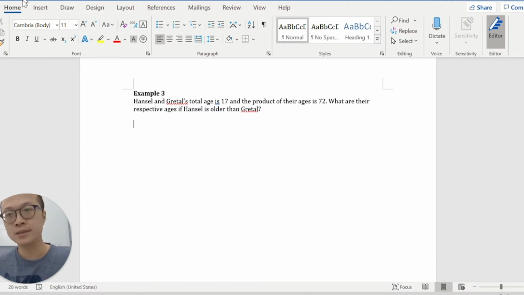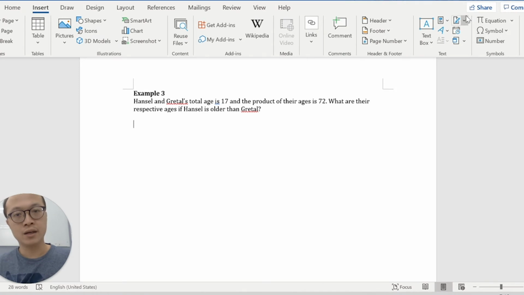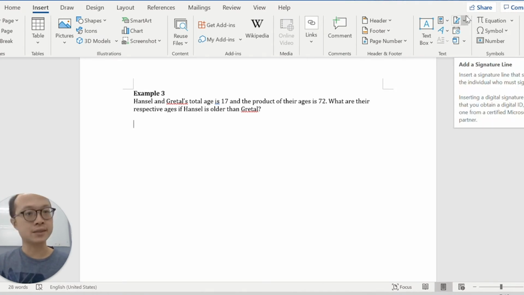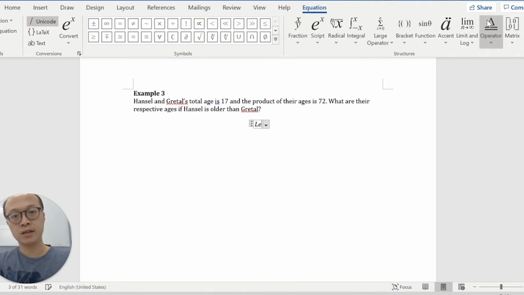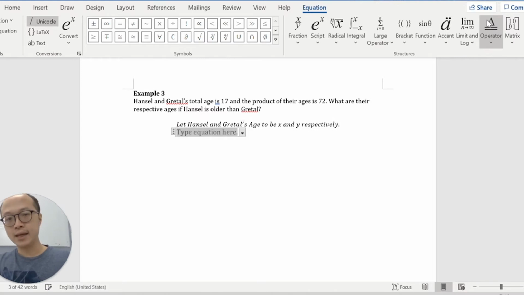Now over here, let's just bear in mind a few things. They didn't specify what is your x and y. So let's just first of all define Hansel and Gretel's age to be x and y respectively. Then we can say that x plus y has to be equals to 17, while x multiplied by y is 72. The product of the ages is 72, the sum of the ages is 17.